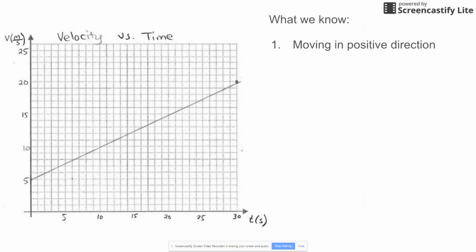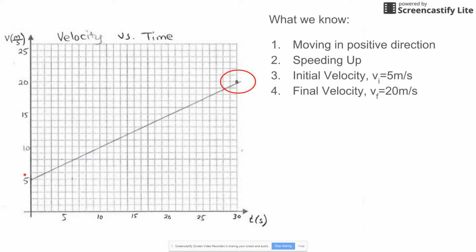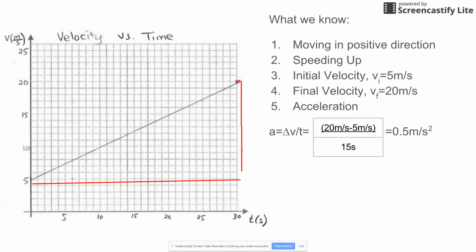There's an object. What do we know about this object? We know it's moving in the positive direction because it has a positive velocity. We know that it is speeding up because the direction of the line is upwards towards bigger velocity numbers. We know that the initial velocity is 5 meters per second. That's our y-intercept. The final velocity of the object is 20 meters per second.